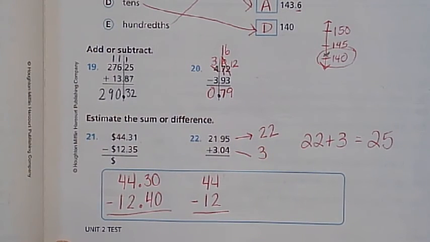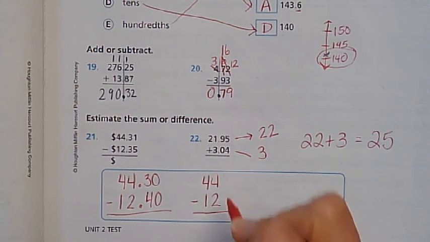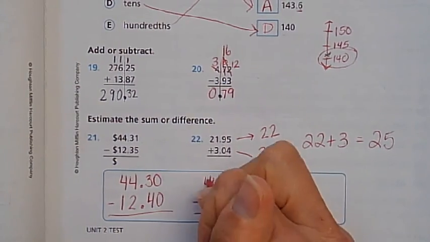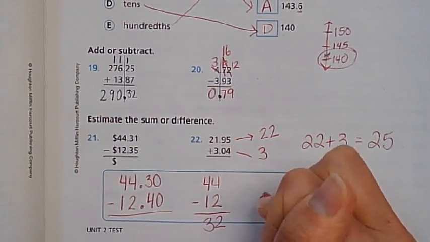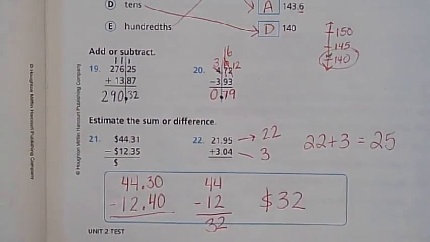So as long as we're estimating the sum or difference and rounding these to something that makes sense, we should be getting something pretty close to the actual answer. So 44 minus 12, this is to me the easiest way to estimate it by the ones. 4 minus 2 is 2, 4 minus 1 is 3. So this answer would be about 32.